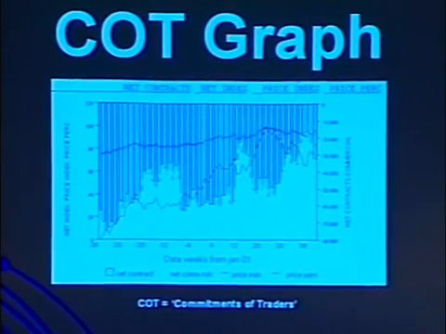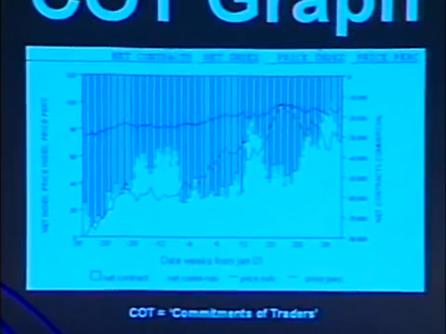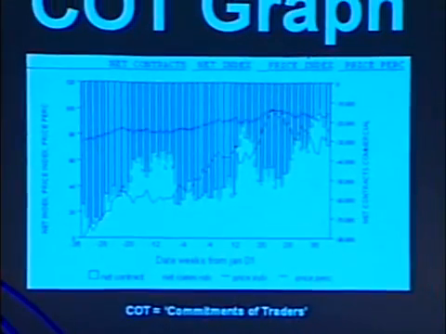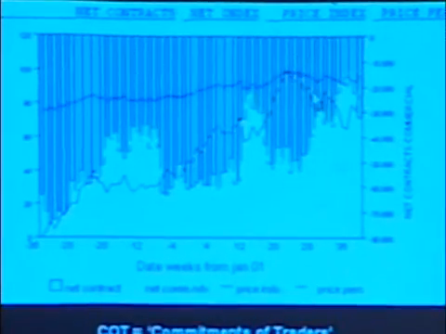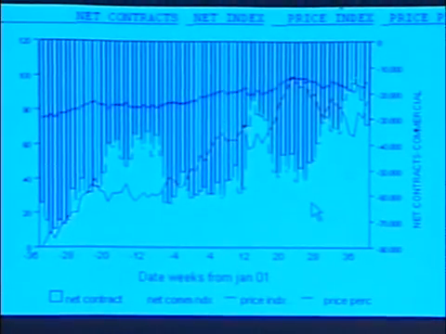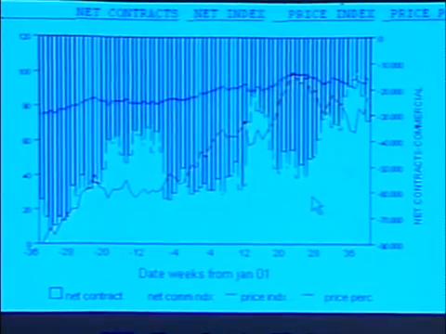Now let's read this screen. If I can get this mouse to work. One of these days we're going to get a mouse that works. Right here what we're looking at is the CFTC, all the big dog traders have to report their futures positions.